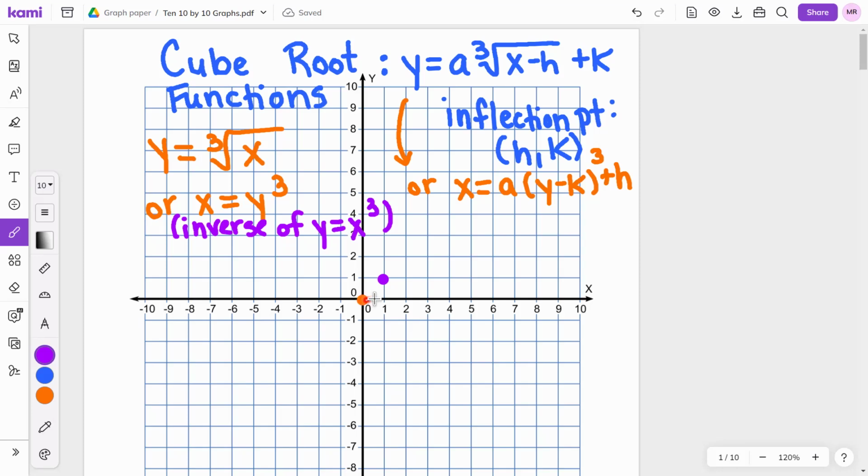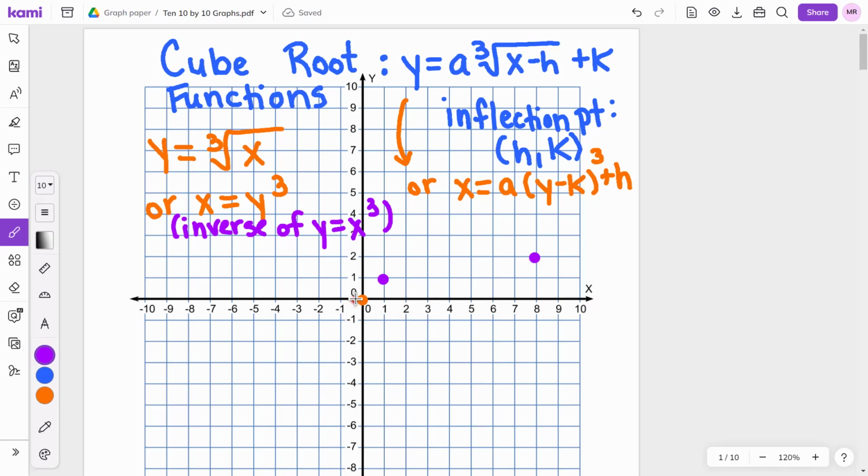When I go out 2, the cube root of 2 is not nice, cube root of 3, all the way until finally I get to the cube root of 8. That's going to be the next nice cube root. So the cube root of 8 is 2. The next one, I go out to 27, and the cube root of 27 would be 3.